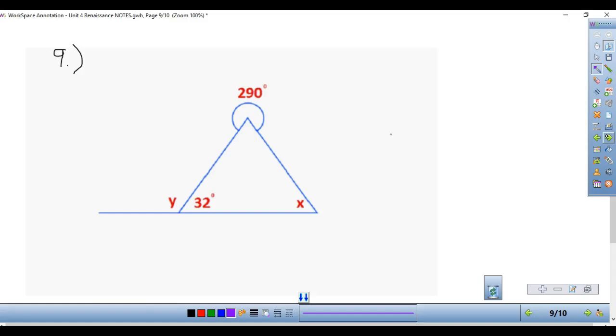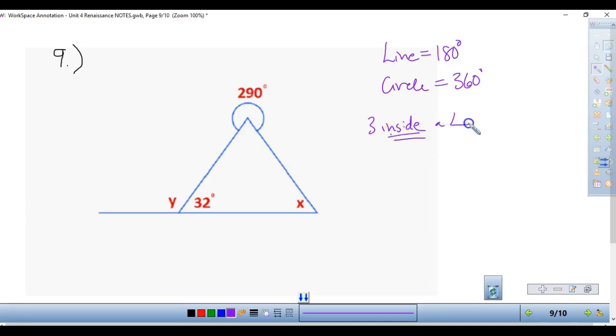Alright, so these are kind of fun. Those last two are all about matching triangles. These are all about solving little puzzles. So here's the rules you need to know. Anything that makes a line adds up to 180. A circle adds up to 360. And 3 inside, now they have to be inside, a triangle equal 180.